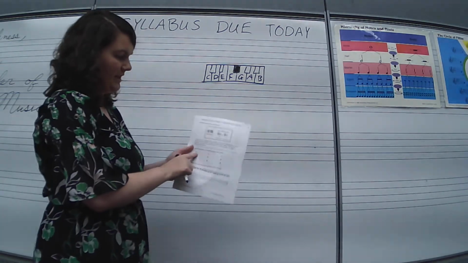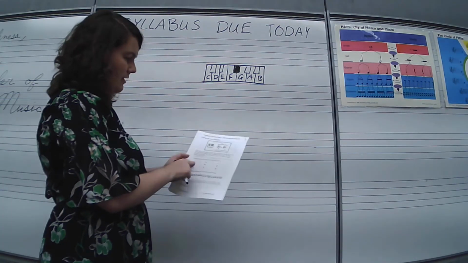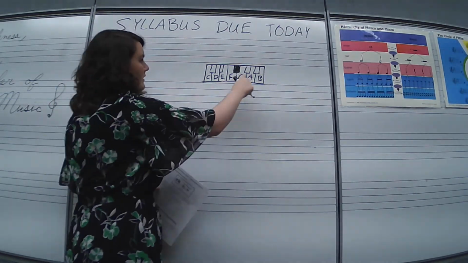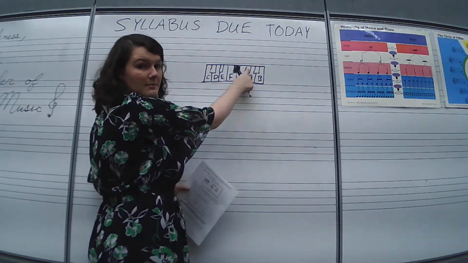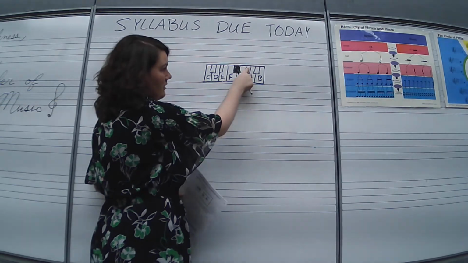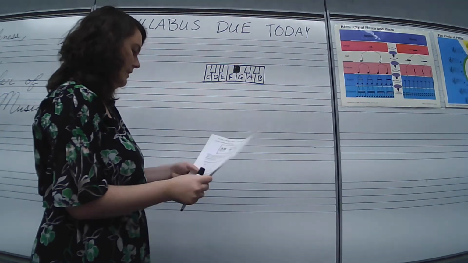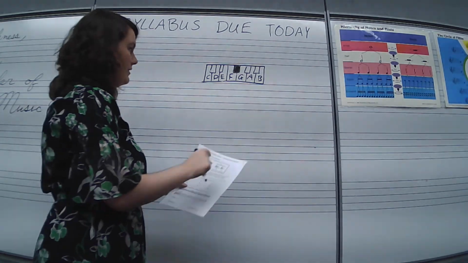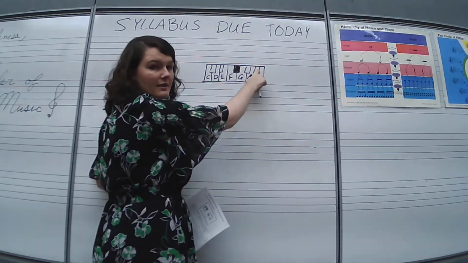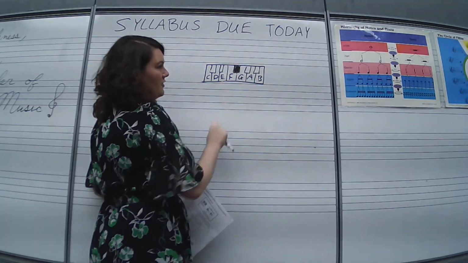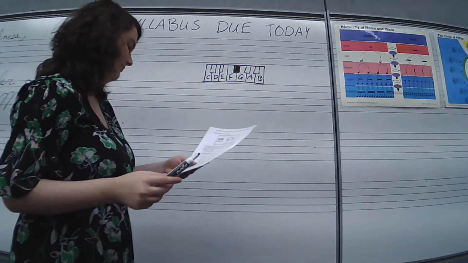So, for example, number 1, we have A flat. That is going to be the same as G sharp. So you're going to write G sharp in that one. Next one is B flat. Here's B flat. Same as A sharp. So you're going to write A sharp.